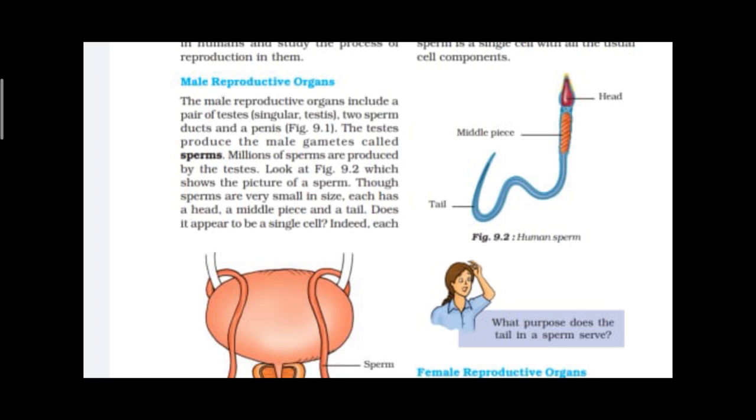And when we draw an animal cell, we will draw the outer covering, the cell membrane, then a nucleus, then the cytoplasm between the nucleus and the cell membrane. And the cytoplasm will contain all the other cell organelles. Like that, the human sperm also will contain the cell membrane, nucleus and the cytoplasm, which contains all other cell organelles. But the difference here is the shape. And the tail is also there. The purpose of the tail is for the movement of the sperm.